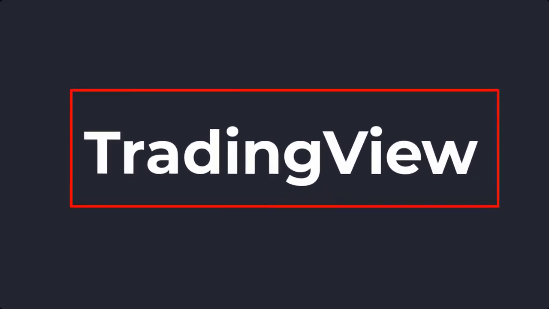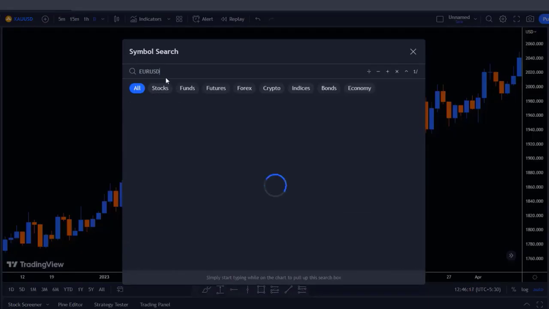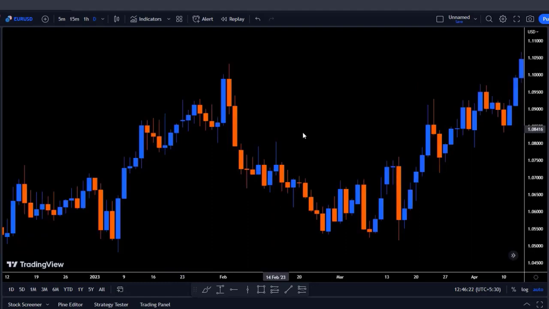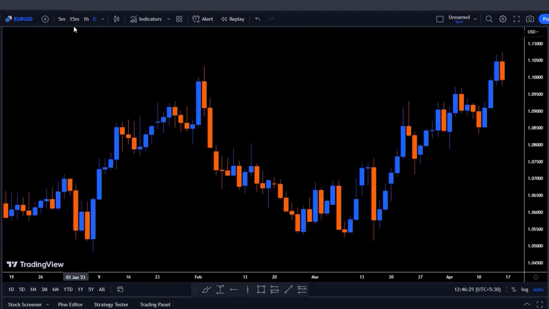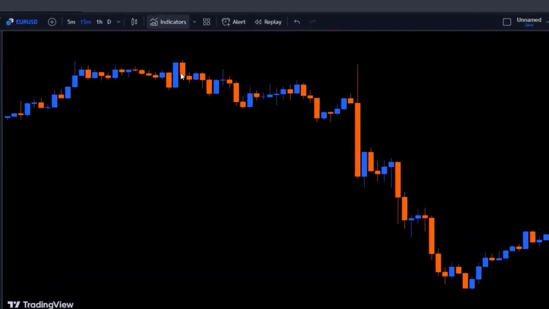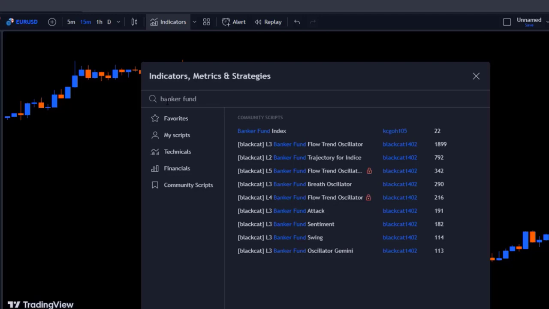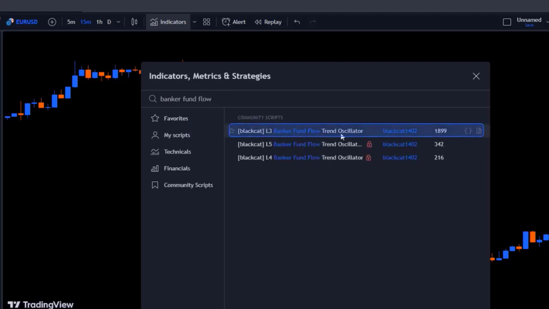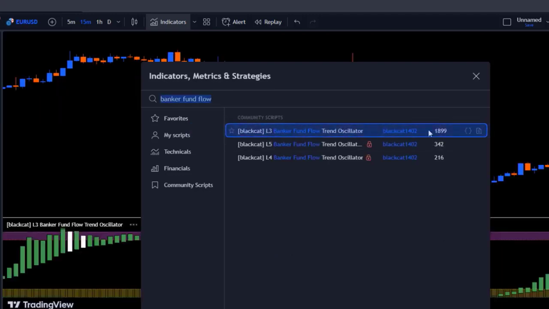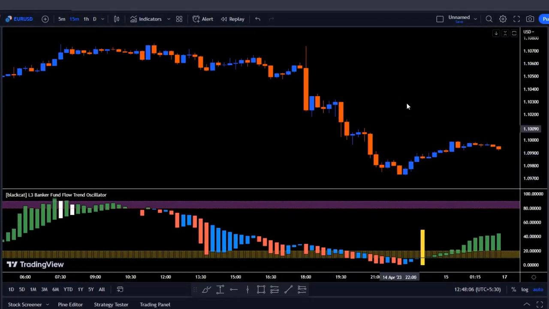First, we're going to open up the TradingView platform and access the chart for the Euro USD. Once we're on the chart, we'll select the 15-minute time frame to give us a clear view of the recent price action. Next, we'll head over to the Indicators tab and search for our first indicator, which is the Banker Fund Flow Trend. This indicator is crucial because it helps us identify the market trend and sentiment by analyzing the buying and selling activity of institutional investors.